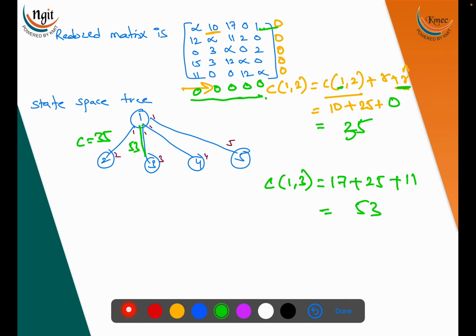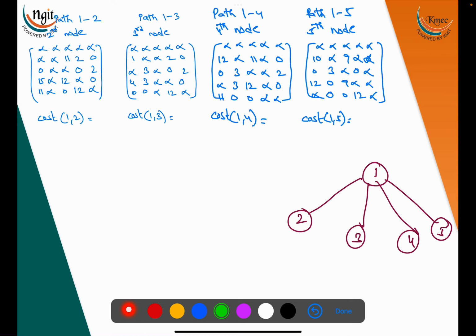Now again find out the C of 1 comma 4 cost. If you find the C 1 comma 4 cost in the same procedure, these are the values. I'm just writing directly because I have explained the procedure you have to follow. So please follow the same procedure, and you will get the cost of each one. So this is the way. Now look at path 1 to 4. The first row should be infinite, the fourth column should be infinite, and 4 to 1 should be infinite. The same follows in all the costs. That means cost 1 2, cost 1 3, cost 1 4, cost 1 5.